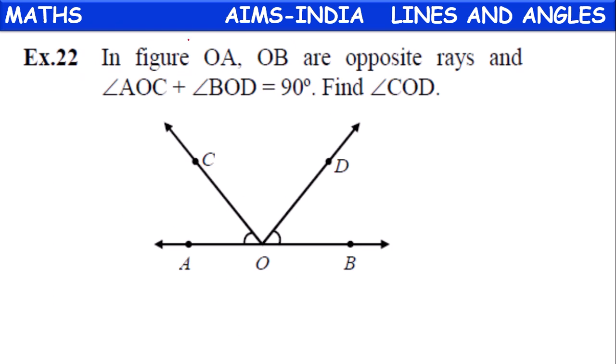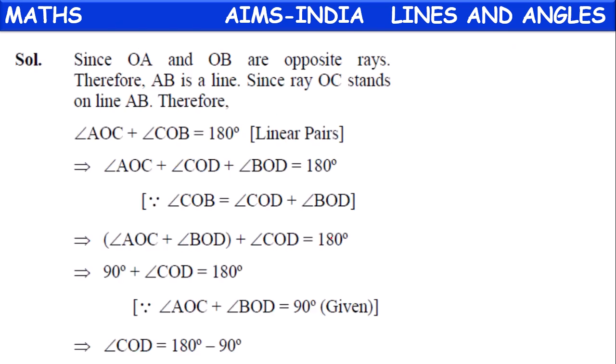Next one. In the figure, OA and OB are opposite rays. AOC plus BOD is 90 degrees. Find COD. COD how much?